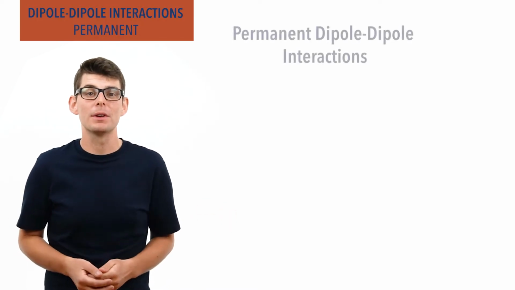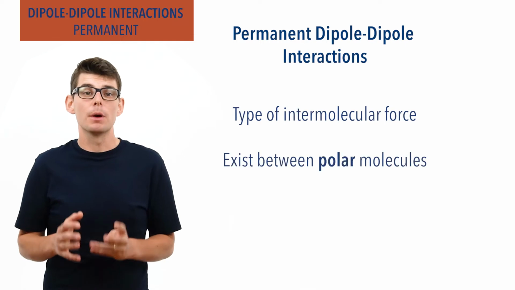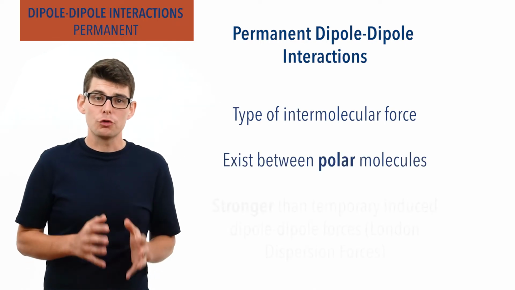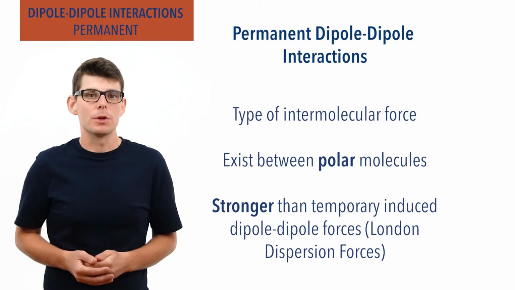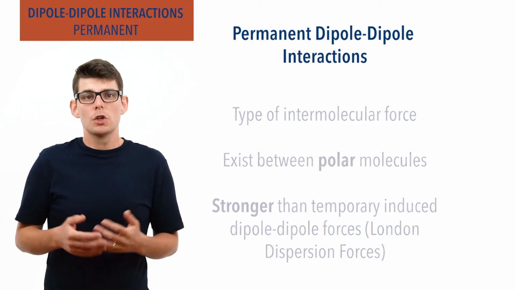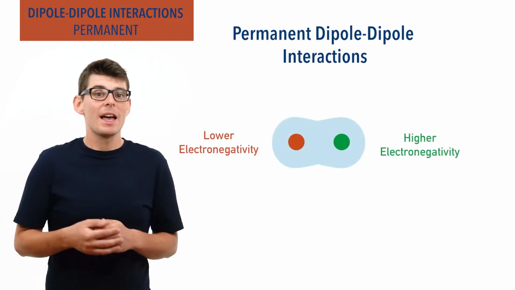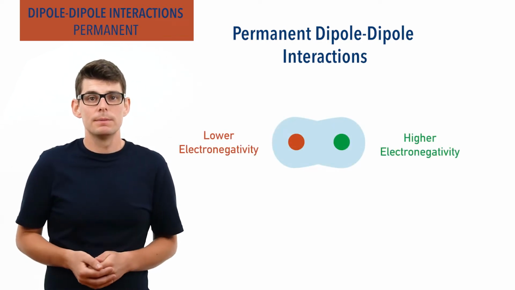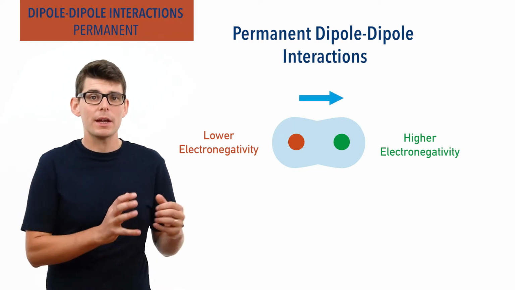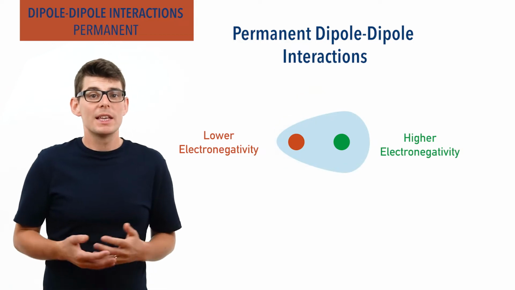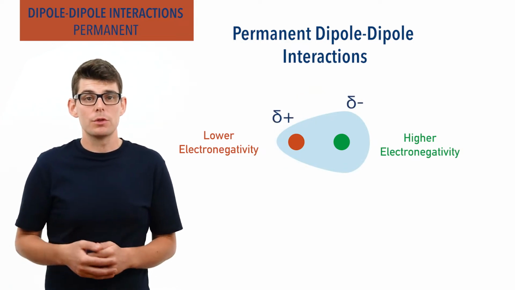Permanent dipole-dipole interactions are a type of intermolecular force that exists between polar molecules. They are stronger than temporary induced dipole-dipole interactions or London dispersion forces. Covalent bonds can be polar if the two different atoms bonded together have different electronegativities. The atom with the higher electronegativity will pull the electrons in the bond towards themselves, giving them a partial negative charge, and the other atom a partial positive charge.